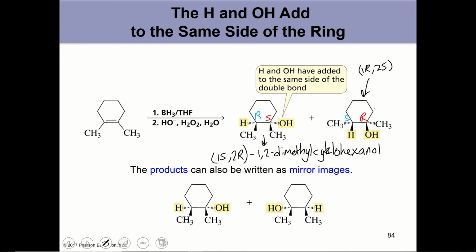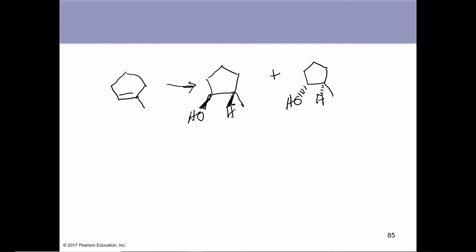And then it would be 1,2-dimethyl cyclohexanol. So that's for the hydroboration addition to a SYN ring. Another example, when we only have one substituent on the pi bond instead of two, we still create a pair of enantiomers, and we still have two asymmetric centers.